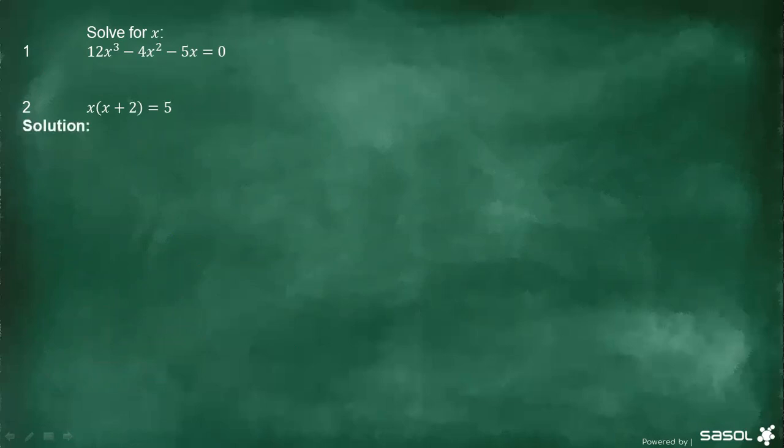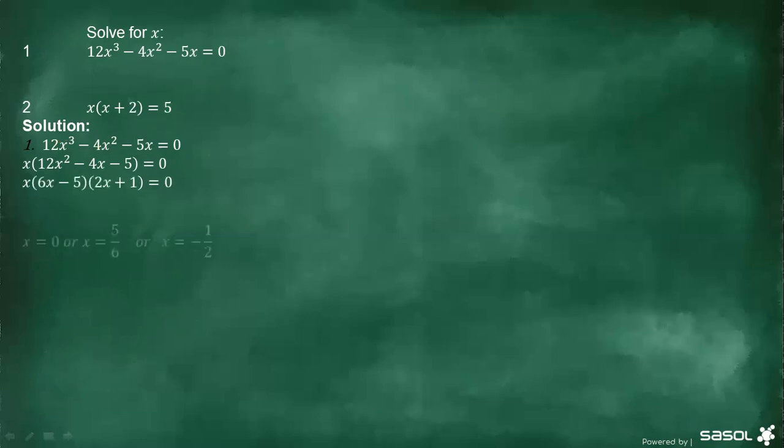The first one, what you see there, this is the question that we are having. So for x, you can see we have a common factor there, which is x, and then after taking x as a common factor, inside the bracket we have a quadratic that needs to be factorized, and then we do have factors. After factorizing it, we then solve for the value of x. It's going to be x equals to 0, x equals to 5 over 6, or x equals to negative 1 over 2. That's number 1.